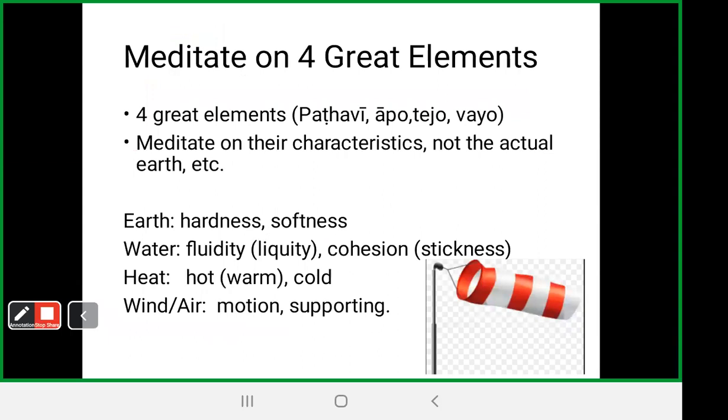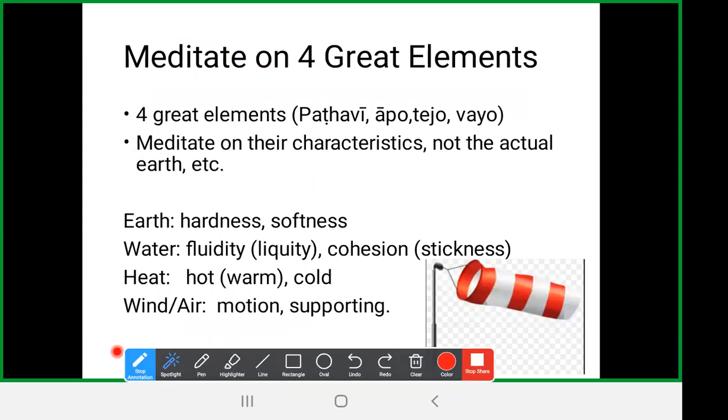So how do you meditate on the 4 great elements? If, for example, you try breathing meditation, you find that breathing meditation is not easy. The moment you try to note the breathing, somebody feels that they are controlling their breath, they cannot even breathe. Then you can change your mind to meditate on these 4 great elements.